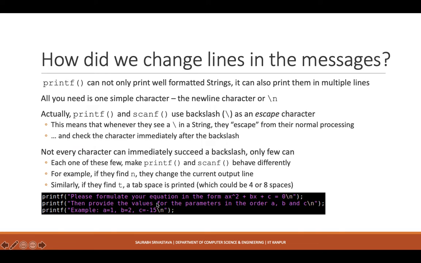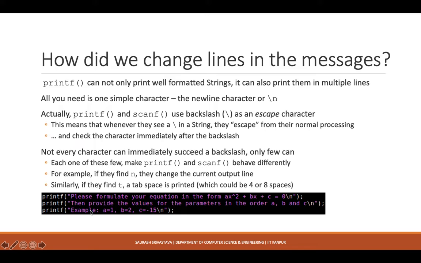By the way, backslash t is equivalent to a tab space. So if I put a backslash t here, when printf processes this string, instead of printing t as it is, it will create a tab space. Now tab space could either be 4 spaces or 8 spaces depending on your environment, but the idea is that as soon as printf sees backslash and right after that an n, this whole thing will be interpreted as a new line character, right?